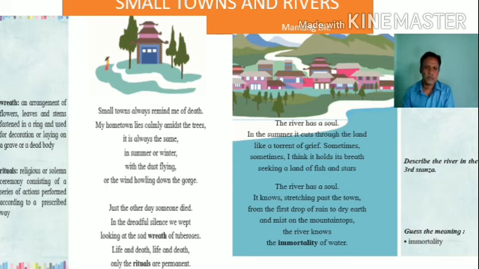With the dust flying or the wind howling down the gorge, gorge means valley. Now look at the line with the dust flying. Dust may be the symbol of modernization or urbanization. And because of the flying dust, the wind is howling. Howling, the wind is not producing the sweet melodious sound. Howling wind or flying dust, these are the symbols used for modernization or urbanization.